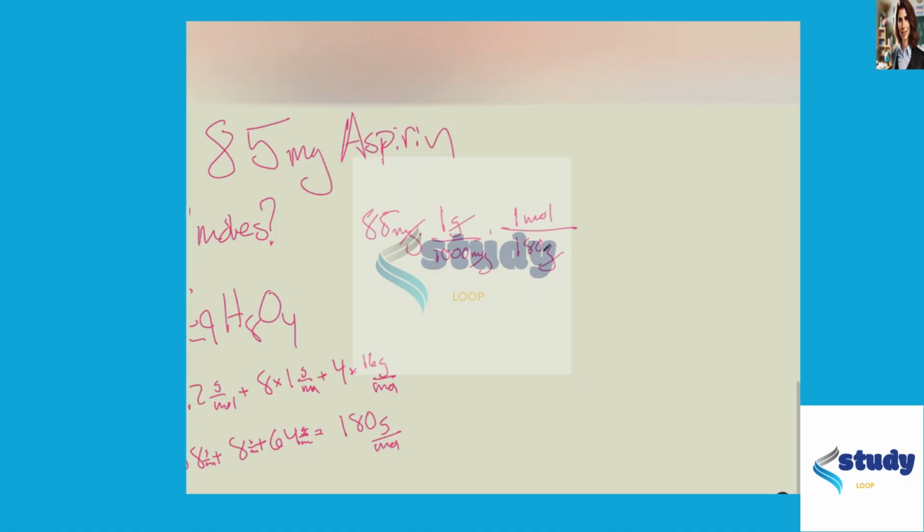We do 85 divided by 1,000 divided by 180, we get 0.000472 moles. That's how many moles of aspirin. Final answer, actually just 0.00047 because we have 2 sig figs, moles aspirin.